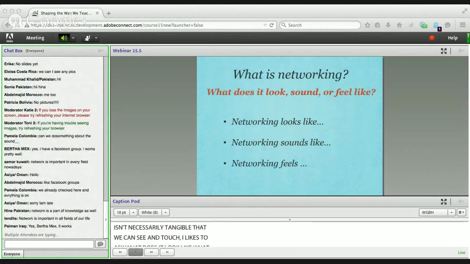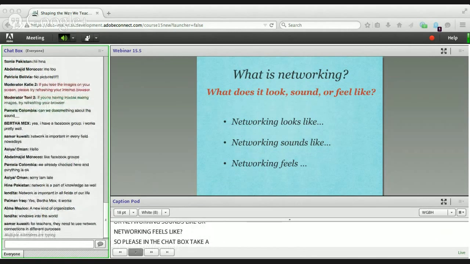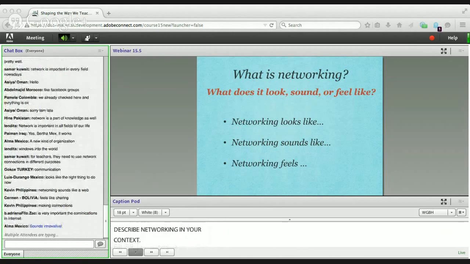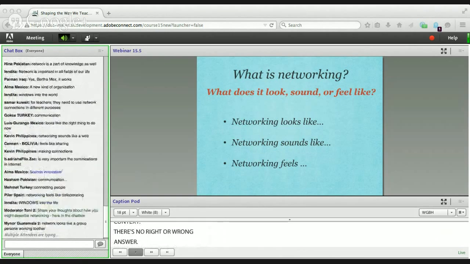So in the chat box, I would love if you could share maybe your ideas using these sentence starters. So networking looks like what, or networking sounds like, or networking feels like. So please, in the chat box, take a chance to share with us some of your thoughts of how you might describe networking in your context. There's no right or wrong answer. It's your opinion. Maybe it might feel scary, right? If it's not something that you're comfortable doing.